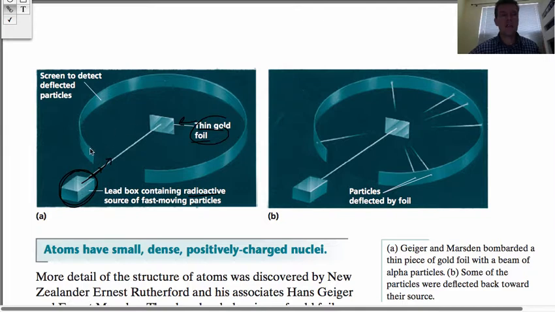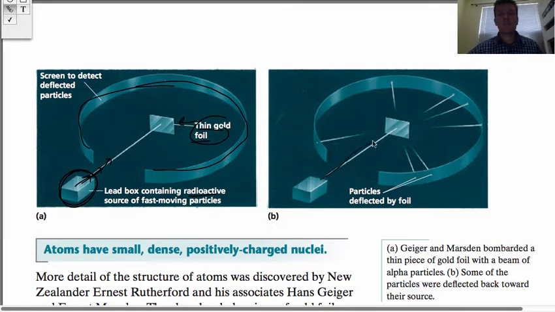Okay, and around this whole setup is a band of material that is going to detect if it gets hit by a radioactive particle being shot from this box right here. Well, here's what they discovered.